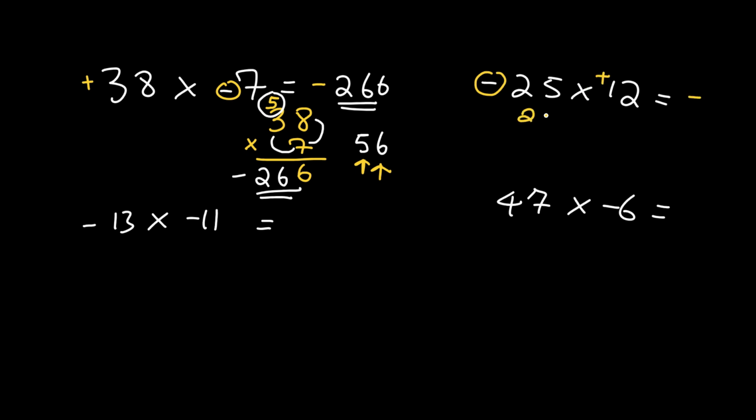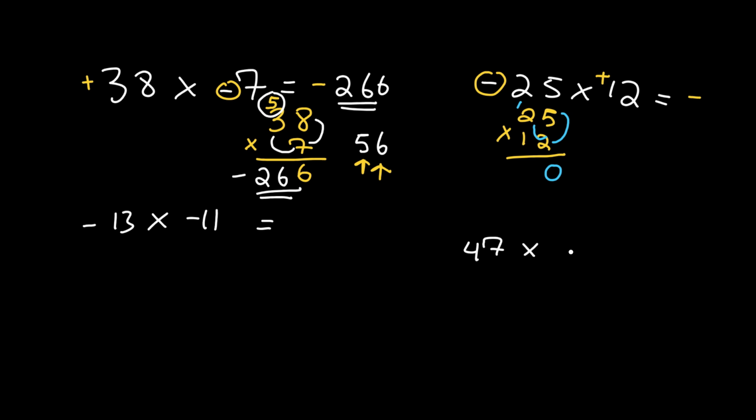Now let's set up this problem in this way. 25 times 12. First you need to multiply 2 times 5, and then you need to multiply 2 times 2. So 2 times 5 is 10. Carry the 1. Now 2 times 2. Alright, I need some space over here. Let's write this number over here. 47 times negative 6. Now 2 times 2 is 4 plus 1. It's 5. Now 1 times 5 is 5, and 1 times 2 is 2.